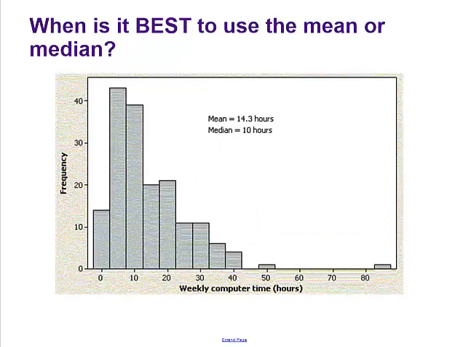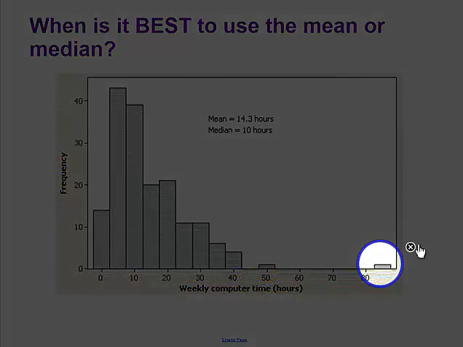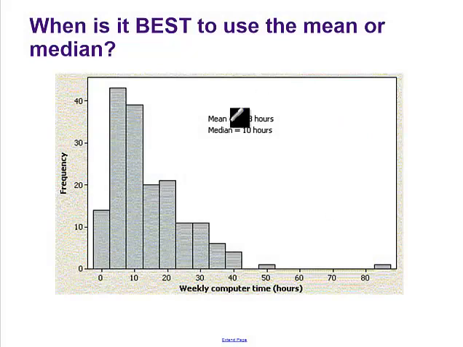The median is the middle value. Half of the values are above and half are below the median. It is a better summary when the distribution is skewed or has outliers. So here in this graph, we have it skewed towards the right and an outlier out here. So we would want to go ahead and go with the median.